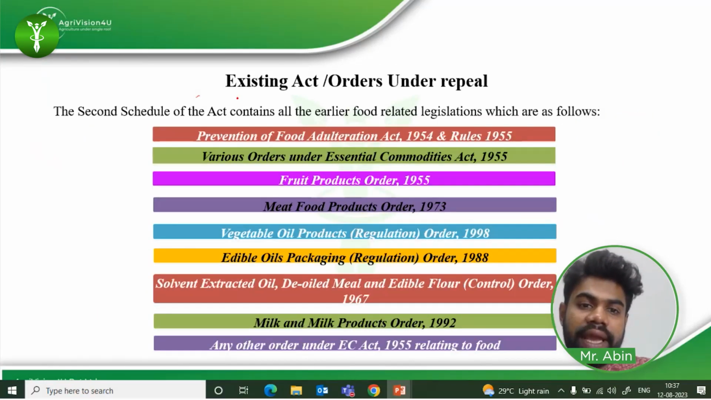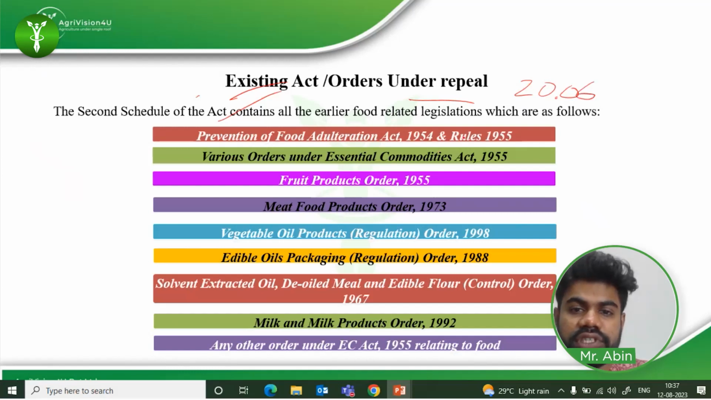So these eight are the existing orders or acts under repeal. Before 2006, these were predominant. First is PFA, which stands for Prevention of Food Adulteration Act 1954. Various orders under Essential Commodities Act 1955. FPO 1955. MFPO 1973. VOP 1998. Then Solvent Extracted Oil, De-oiled Meal and Edible Flour 1967. MMPO 1992. And any other act in 1955 related to food.